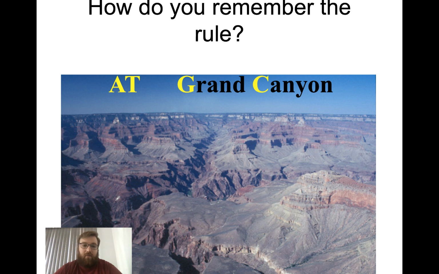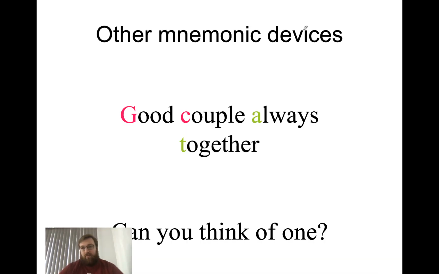Okay, so how do you remember this? I like to think, where would I want to be right now? Actually, probably one of the best social distancing places would be this, right? At the Grand Canyon. A and T go, and G and C go together. If you guys can think of any other ways to remember it, let me know. Maybe I'll post them on Schoology for all to see.